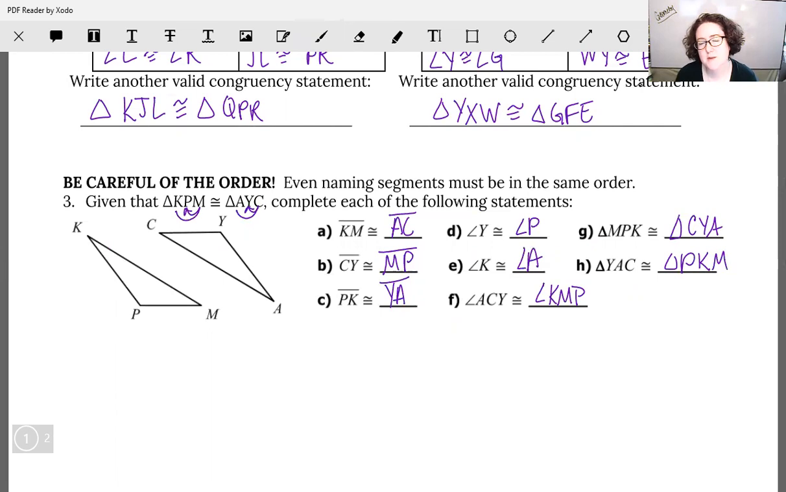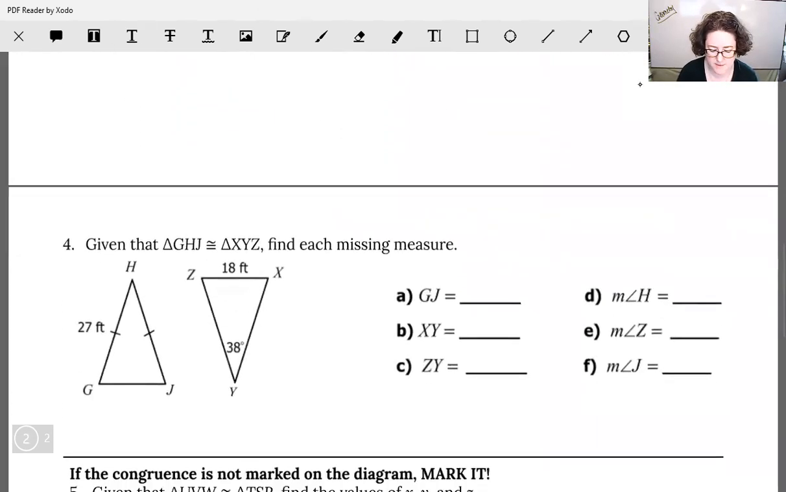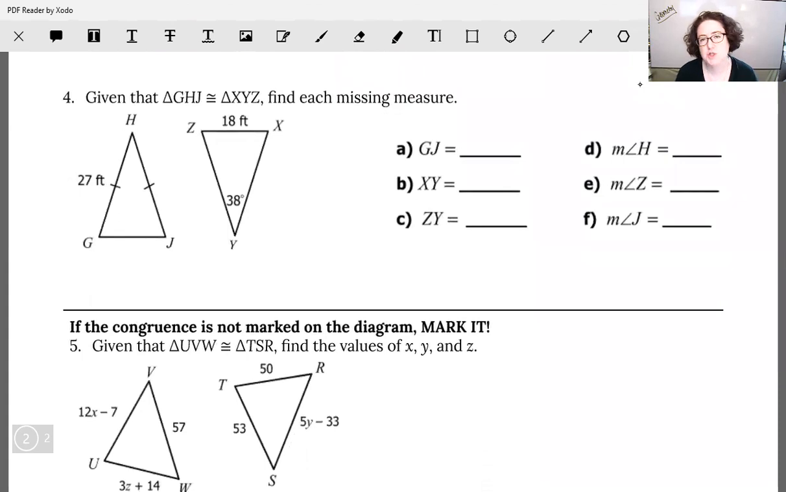All right, so the other thing that we can do with this is use it to solve for triangle pieces. Sometimes the triangles may be drawn so everything visually matches up, but sometimes it's going to be twisted around and we need to rely on other cues like the names or the marks on the triangle to help us out. So let's see, example 4. We're given that GHJ and triangle XYZ are congruent.